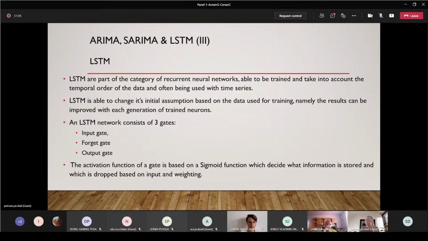And the last of the models, LSTM. This model is part of the recurrent neural networks. Being a recurrent neural network, it's able to change its initial assumption based on the data set used for training. From a structural point of view, an LSTM network is made of 3 gates: the input gate, the forget gate, and the output gate. Each of these gates is activated by a sigmoid function, which decides what information is stored and which one is dropped, based on the information input and weighting.